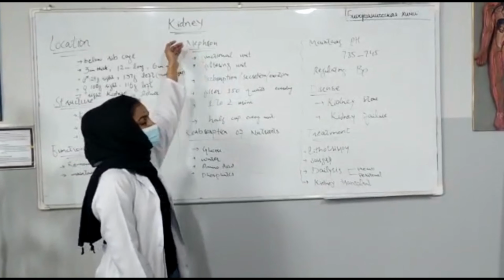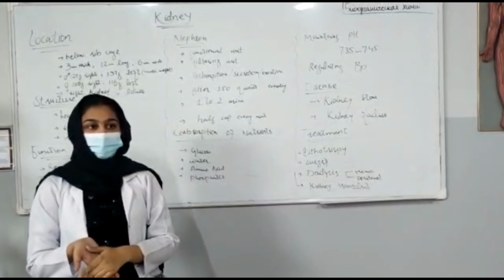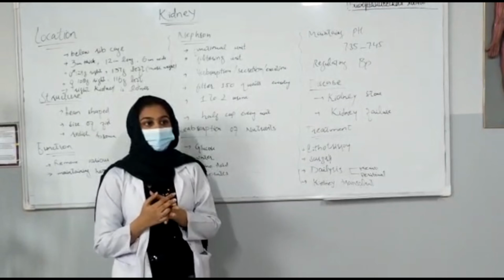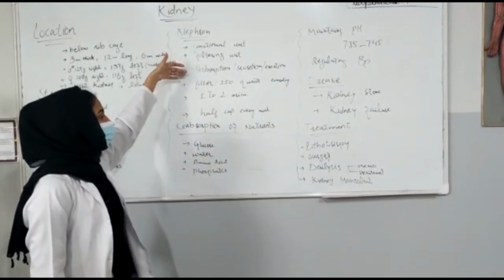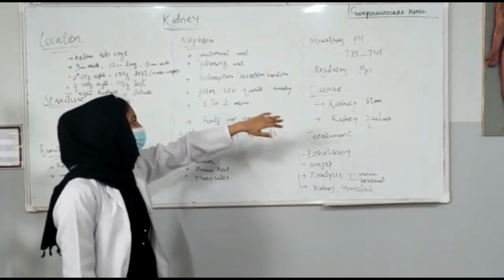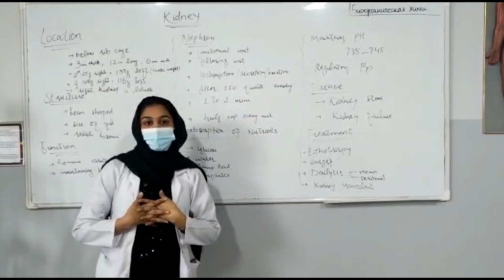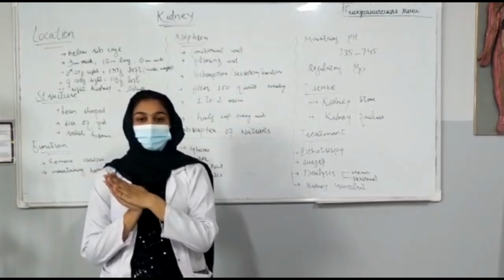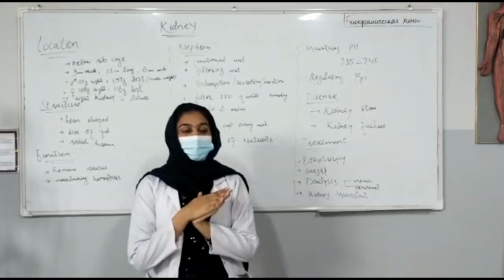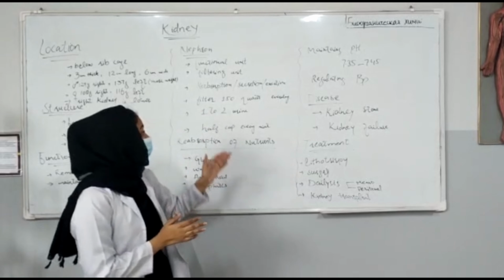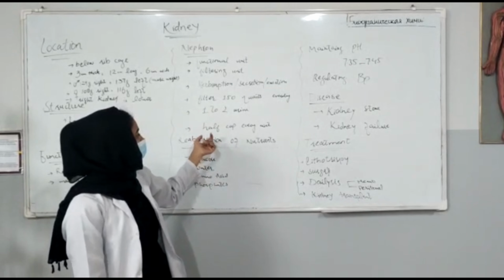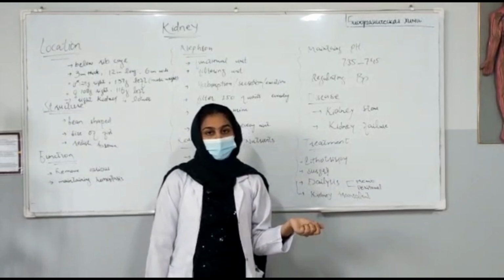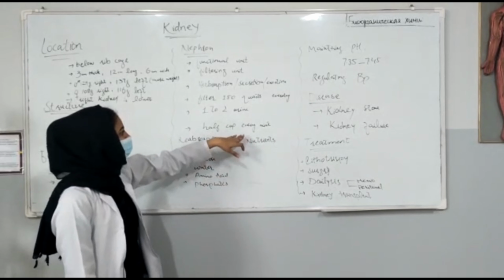Then we discuss nephron. They are millions in number in our kidney. The nephron is the filtering unit and the functioning unit of kidney. Its main functions are reabsorption, secretion, and excretion. It filters about 150 quarts of blood per day. 1 to 2 quarts make urine, and all the rest remain in our body. Every minute, it filters about half a cup of blood.